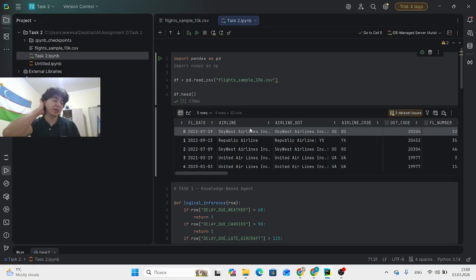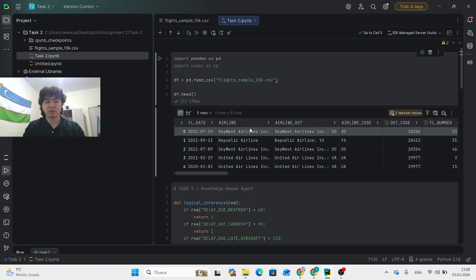So what is a knowledge-based agent? It's a type of AI agent which uses only facts. It doesn't rely on random things, it uses facts and logic, and stores knowledge in the form of rules, and makes decisions based on the facts and logic. And instead of learning like ML, it reasons using the rules.